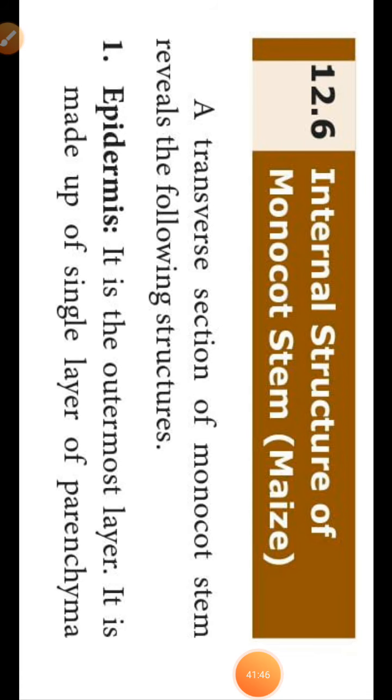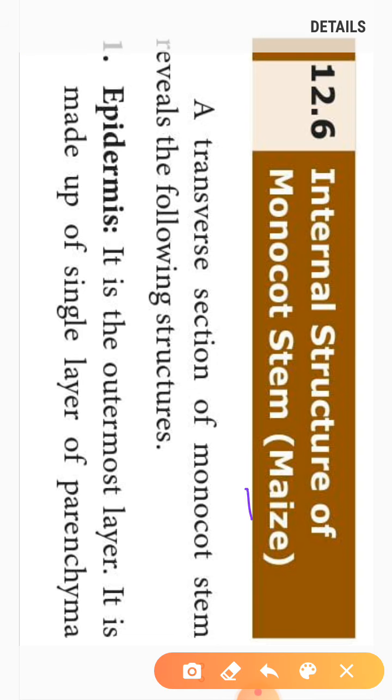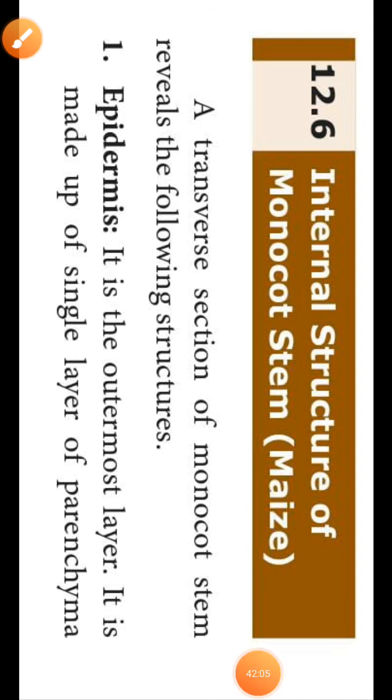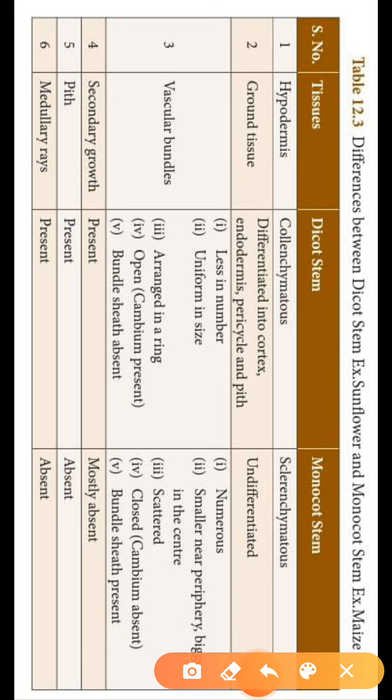Next 7-mark question: explain the internal structure of monocot stem. A 7-mark question. A transverse section up to pith. This is a 4-mark question: tabulate the differences between dicot stem and monocot stem.